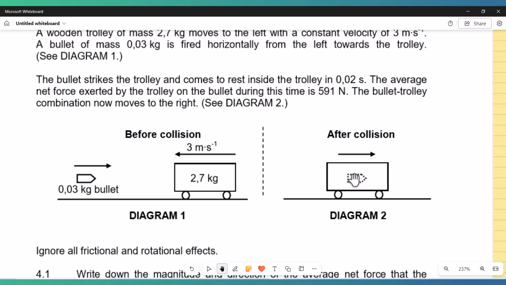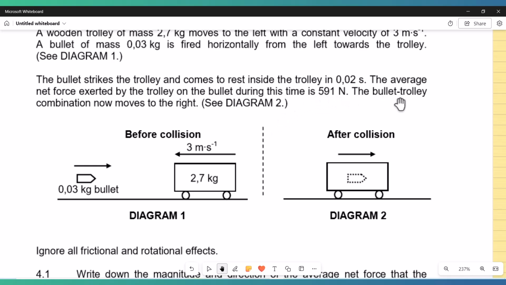But it must be squared. Then the average net force exerted by the trolley on the bullet. Now the trolley was going to the left, which means it must exert a force to the left. We're going to say K, which is 9 times 10 to the power 9, okay? 591 newtons.